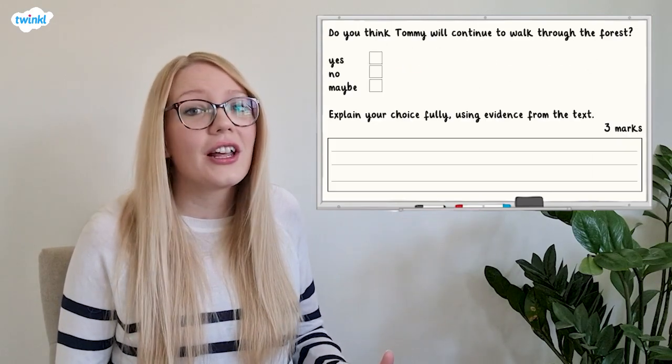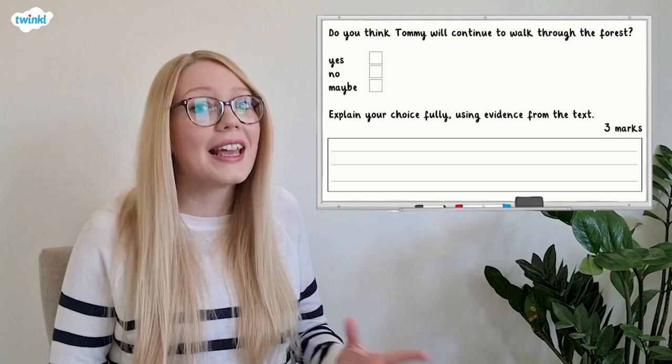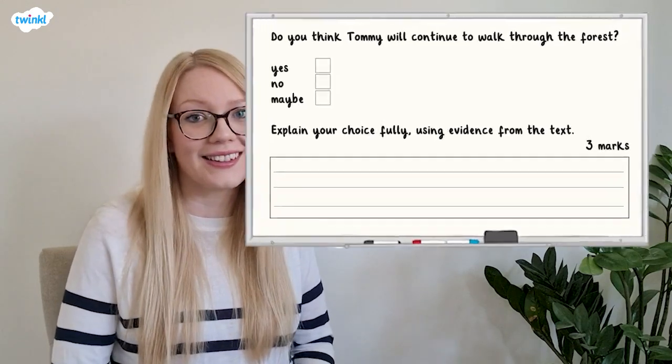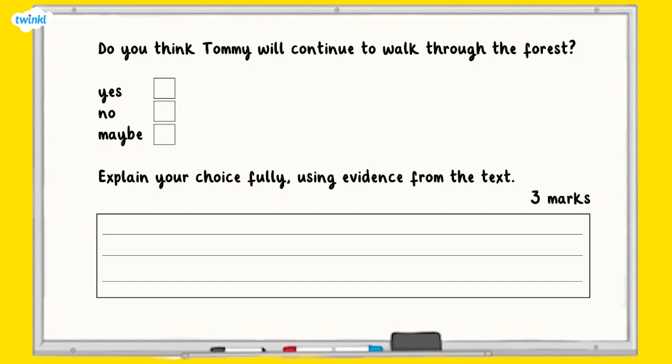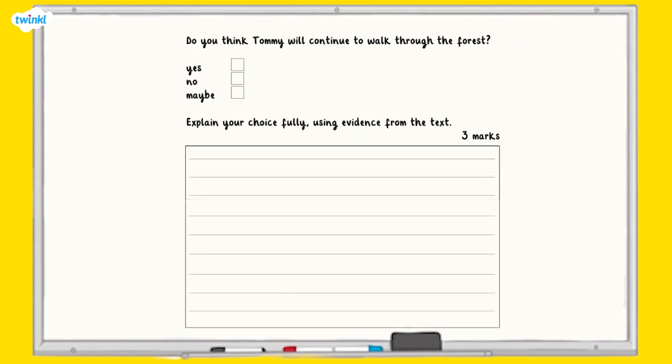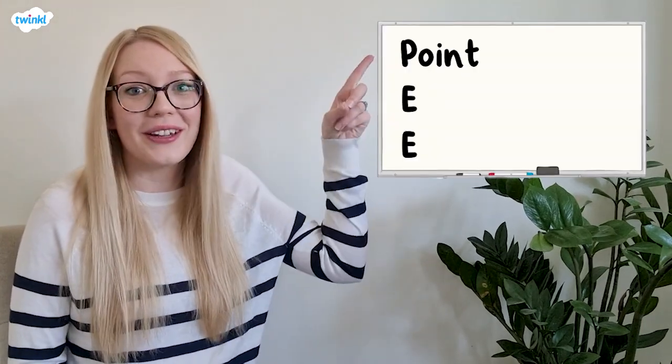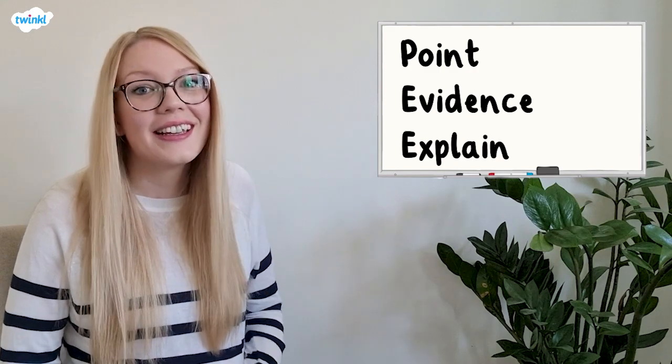They have a question and 3 boxes with a yes, no, or maybe answer. The question asks you to explain your answer fully using evidence from the text. It's an extended question, so there is a lot of space to write your answer. It may help you to write in complete sentences to fully explain your answer. There are lots of strategies you can use to answer these questions, such as P, point, evidence, explain.